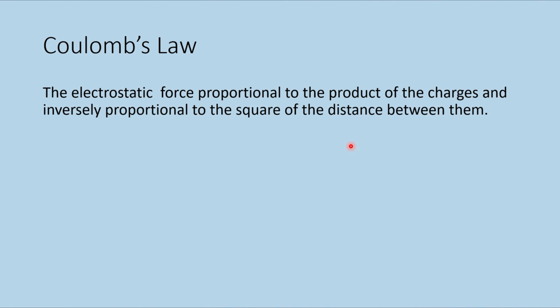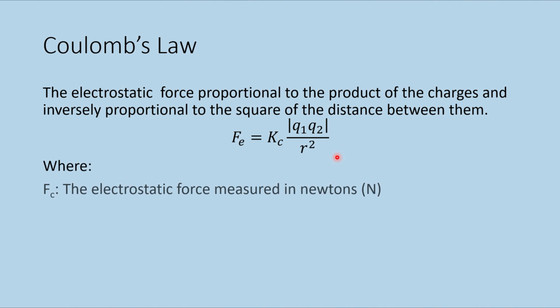Coulomb's law talked about electrostatic forces, and it stated that the electrostatic force between two charges is proportional to the product of the charges or their magnitude, and is inversely proportional to the square of the distance between them, or it can be written as Fe equals Kc Q1 Q2 over R squared. So the electrostatic force is directly proportional to the product of the charges, and it's inversely proportional to the square of the distance of separation between them, where Fe is the electrostatic force measured in newtons, Kc is Coulomb's constant.